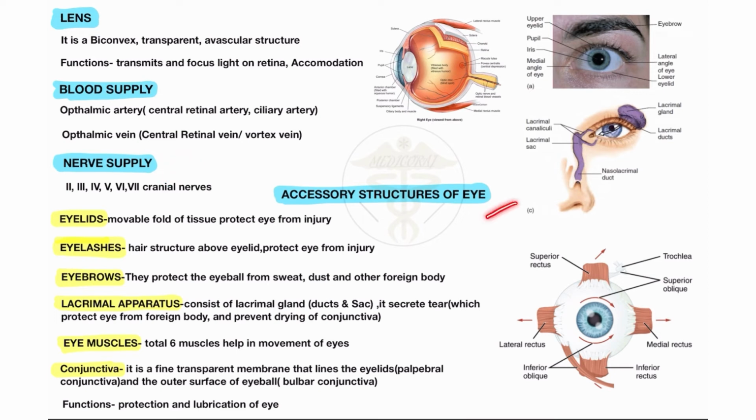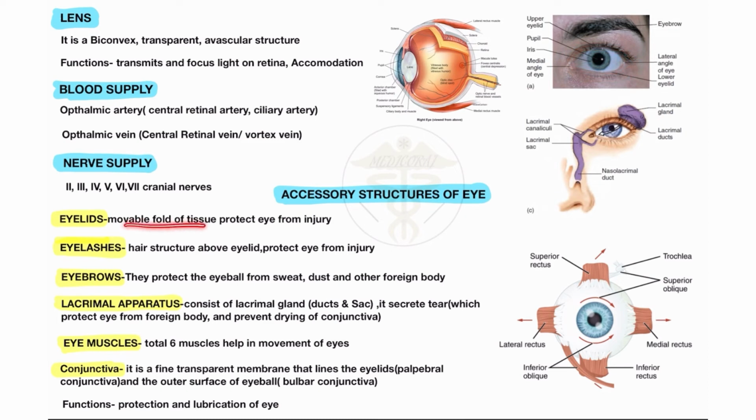What are the accessory structures of the eye? It is very important also, because it helps in many different functions. The accessory structures of the eyes are the eyelids, eyelashes, eyebrows, lacrimal apparatus and eye muscles. First, the eyelid. Here you will see the eyelids. The hairy part is called the eyelashes, but above this is called the eyelid. Here you will see the upper eyelid and the lower eyelid.